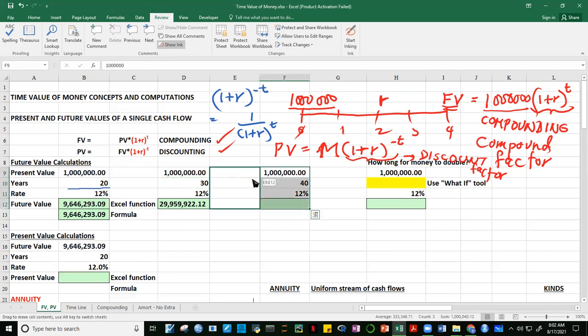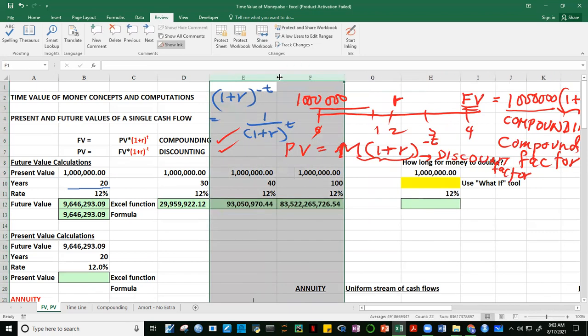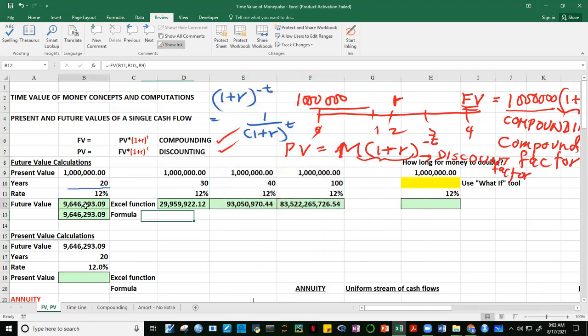I-move ko ito, ha. And then maybe I will copy this, and change this to 100. Dagdagan natin, guys. Gawin natin up to 100. So we can copy this formula. We can drag this formula. Okay. And try to see what happens to our compounded value. Tingnan nyo, guys, no? 9 million, naging 29, naging 93, naging, so this is 83 billion already.